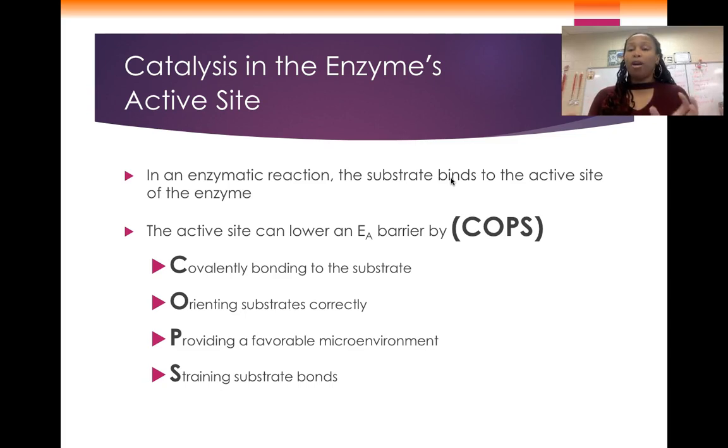It can do it by covalently bonding to the substrate. It can do it by orienting the substrates correctly so it gets them in the right position so that the reaction can occur. It can provide a favorable microenvironment, or it can actually strain the substrate bonds. So one of four ways is how the active site actually helps to lower the energy of activation barrier. So I call the active site the COPS.